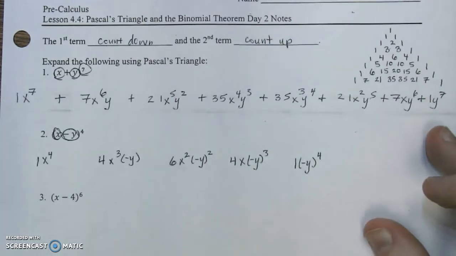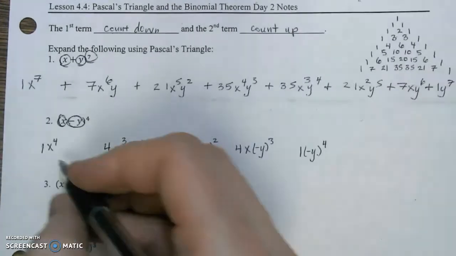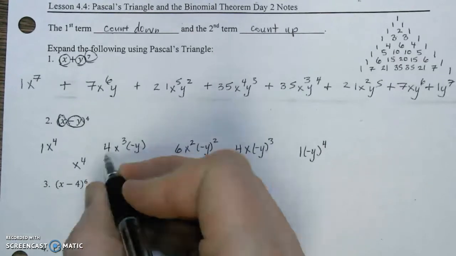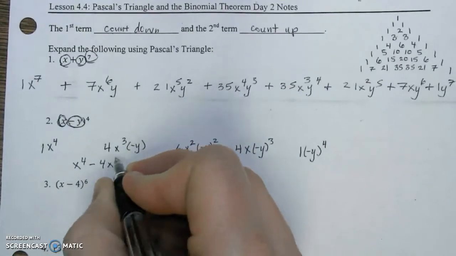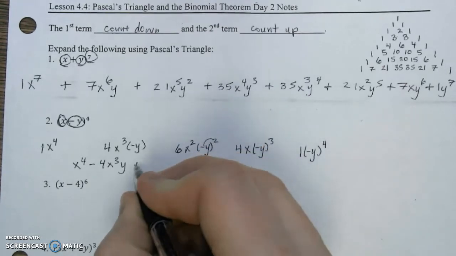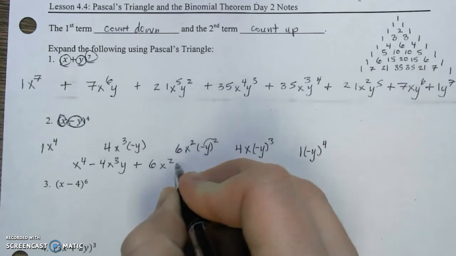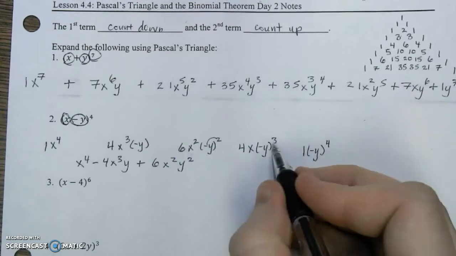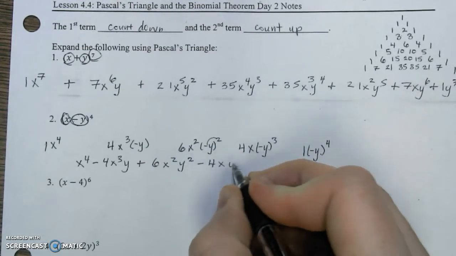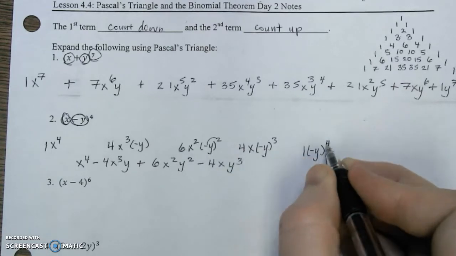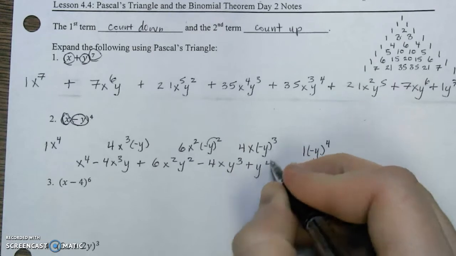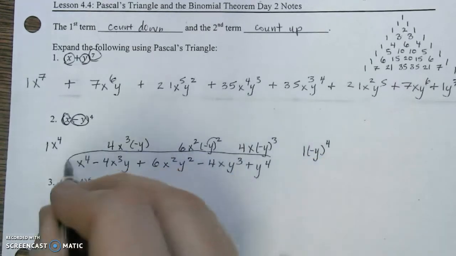And then on this one, we have a little bit more simplifying to do. So I'm going to have x to the 4th. This is going to be minus 4x cubed y. Here the negative will go away, so plus 6x squared y squared. Here the negative stays because it's cubed. So negative 4xy cubed, and here the negative would go away because it's to an even exponent, so plus y to the fourth. So that would be my answer.